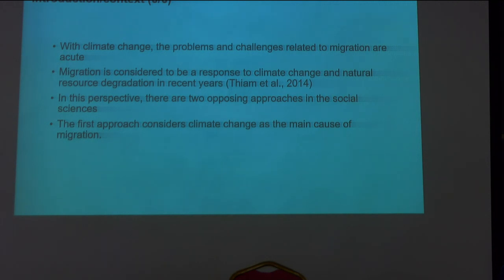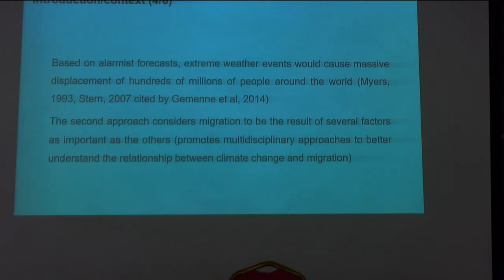So with climate change, the problems and challenges related to migration are acute, and migration is considered by some researchers to be a response to climate change and natural resources degradation. In this perspective, there are two opposing approaches in the social sciences. The first one considers climate change as the main cause of migration, and this approach is based on alarmist forecasts. They say that extreme weather events could cause massive displacement of people around the world.